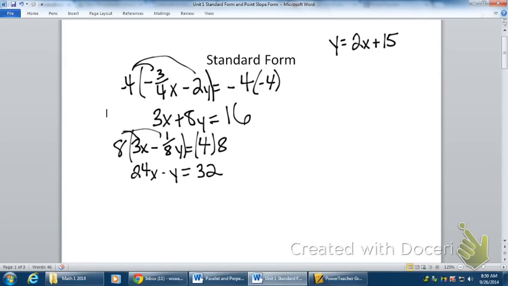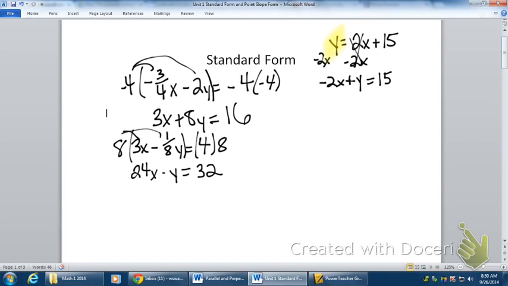So this is a positive 2x. To get it to the other side, I'm going to minus 2x from both sides. That's going to leave me with a negative 2x plus y. And what do I have left over on the other side? 15. Good. Now, am I in standard form? Wait, wouldn't it be minus 1? Yeah. So am I in standard form?